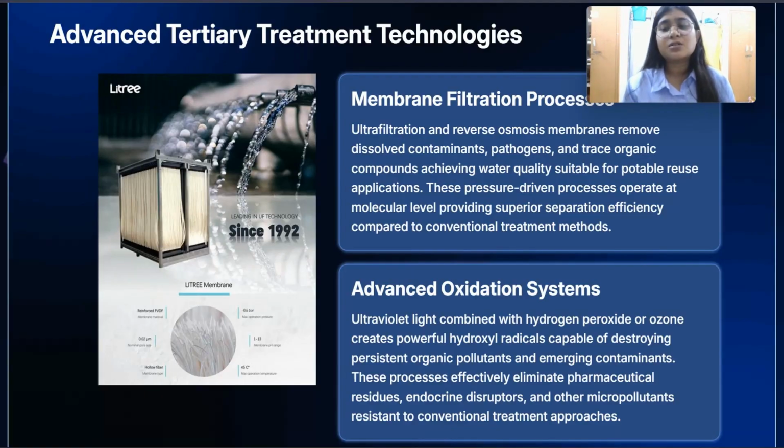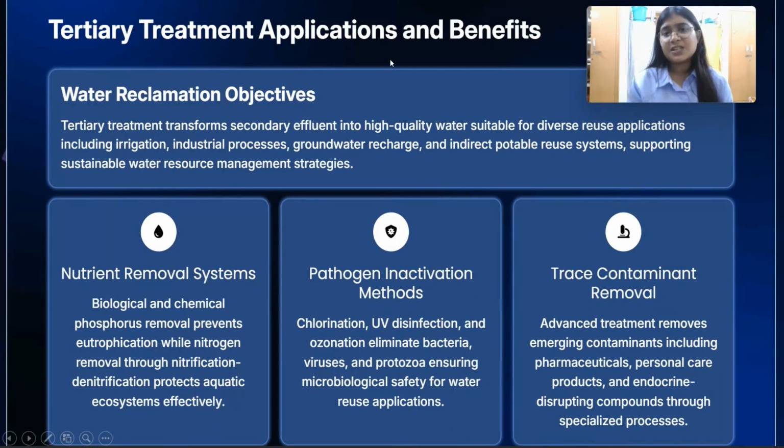And in advanced oxidation systems, we are using ultraviolet light combined with hydrogen peroxide or ozone to create powerful hydroxyl radicals capable of destroying persistent organic pollutants and emerging contaminants. We are using ultraviolet rays to destroy the organic pollutants, with ultraviolet light and hydrogen peroxide. So here, in tertiary treatment application and benefits, water reclamation objectives.